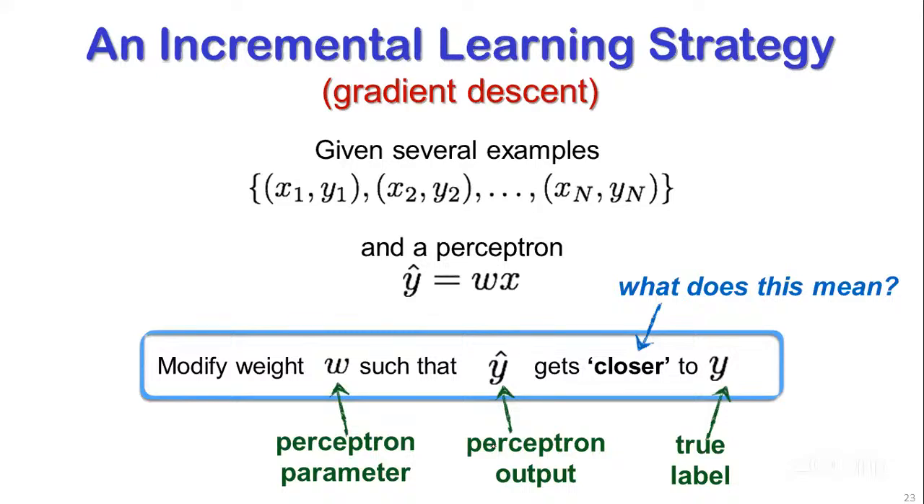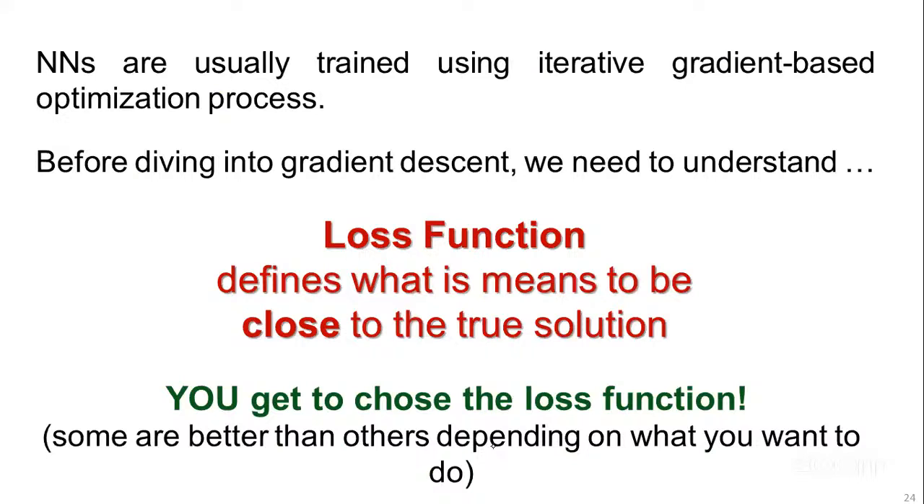So it becomes closer. Now when we say closer, what does it actually mean? When we say that your predicted output should be closer to the actual output, to know this, we need to introduce the loss function. As I told you, neural networks are usually trained using an iterative gradient based optimization process. Before we delve into gradient descent, let us see the loss function, how we define it, and what it means to be closer to the true outcome, right?